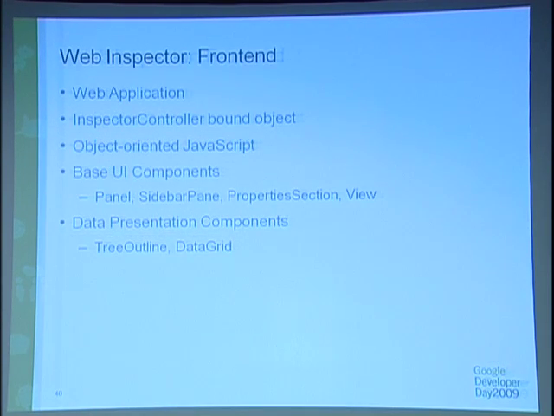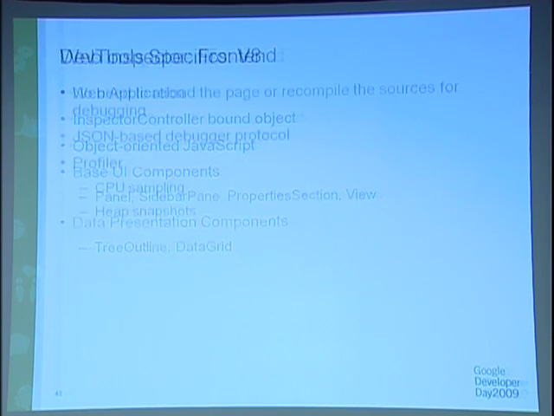Let's talk a bit about it. The only thing that differs this page from a regular web application is that it has the Inspector controller bound object. This is a global object in the context of the script that allows the page to make calls into the backend. Basically each call gets translated into a C++ function call. It's pretty simple. When the backend needs to notify the frontend about some changes, it just executes a piece of JavaScript in the frontend. We have a couple of basic building blocks for Web Inspector, so it's easy to get started developing for it.